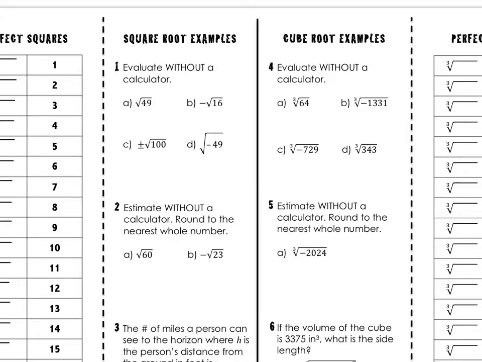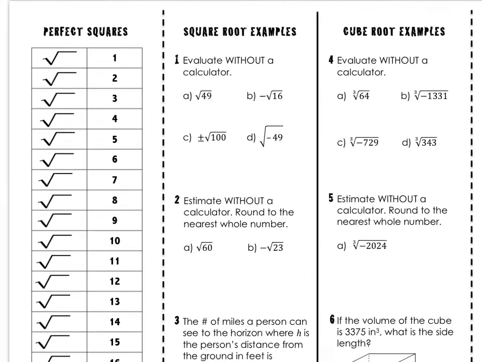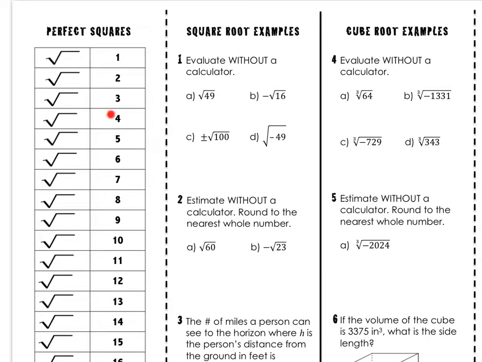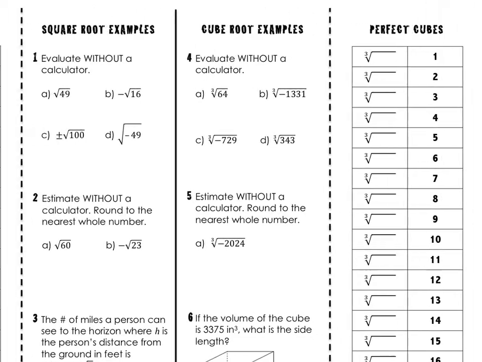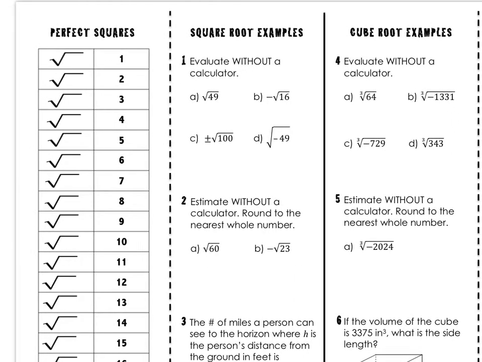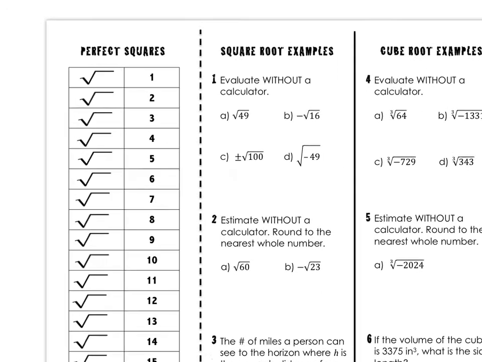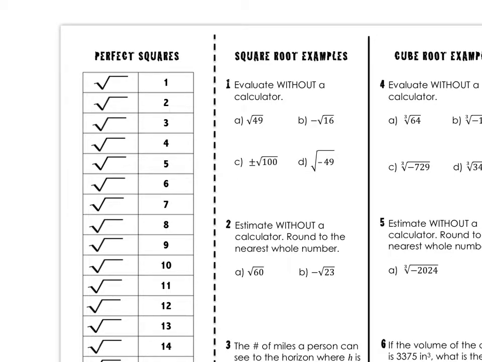On the other side, you're going to see the words square roots on the back side of this section, and then the words cube roots on the back side of this section. And later, if I have time, I'll show you what it should look like once it's folded up. So anyway, what we're going to do first is focus on the left side, which is the perfect squares and the square roots examples.